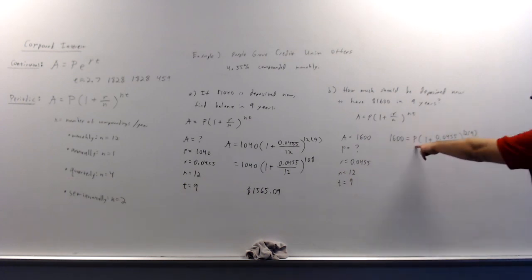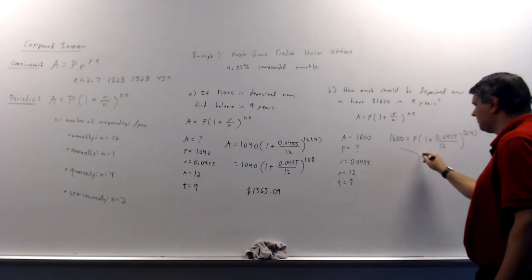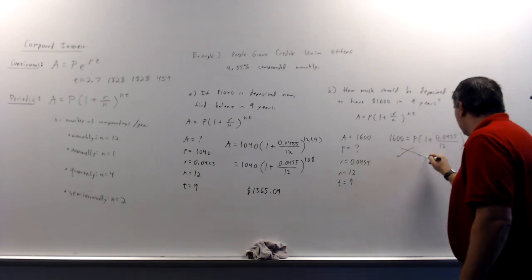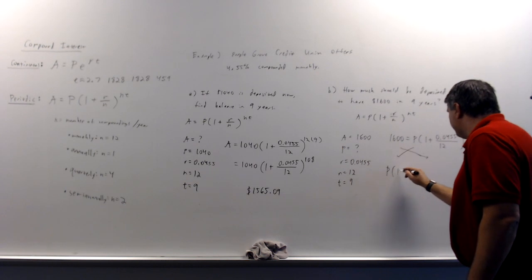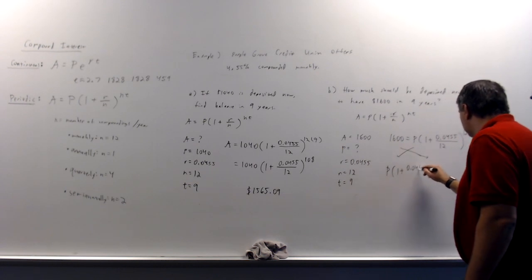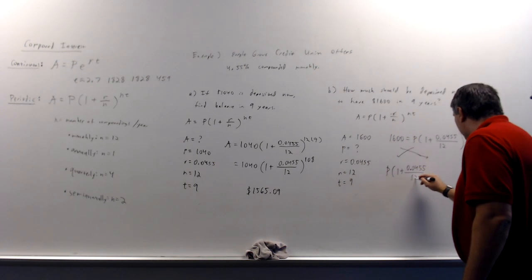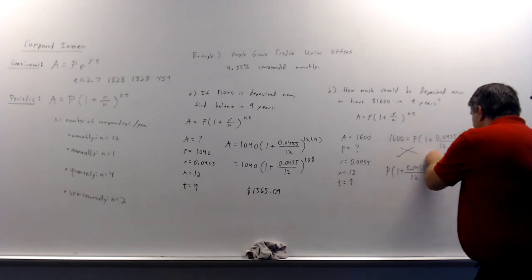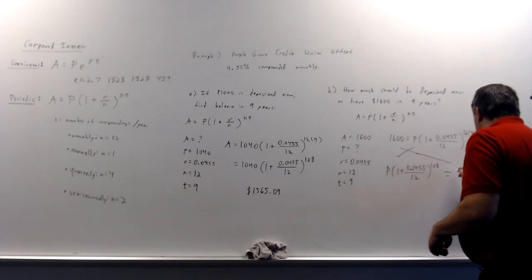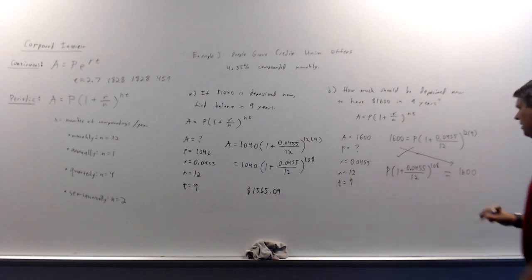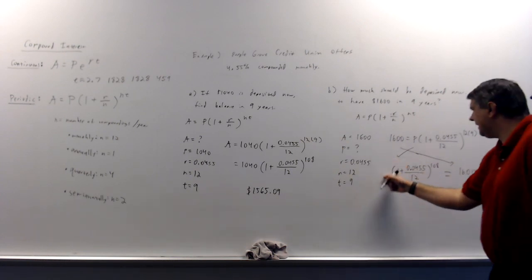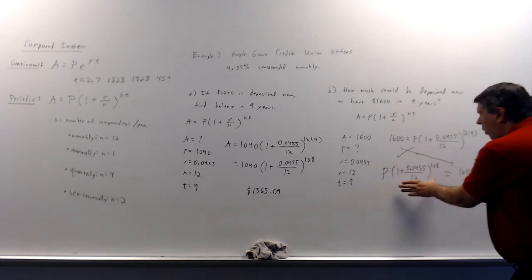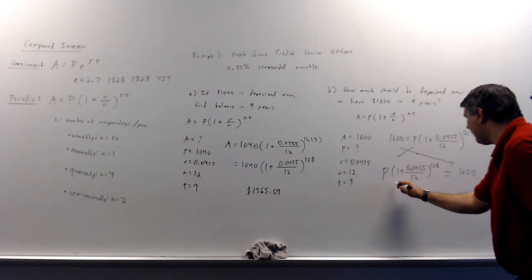Clean that up, and since P is my unknown, I'm going to switch the sides. I hope everything is still visible on screen. It is, good. So P times 1 plus 0.0455 over 12, that's 108, equals 1600. My dream is to divide this off, because I've got P times a whole bunch of stuff. So I'm going to divide off that whole bunch of stuff.